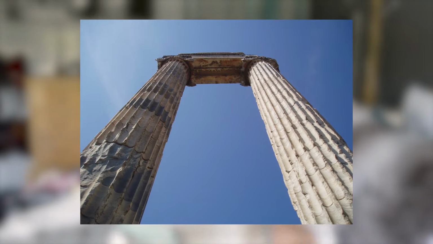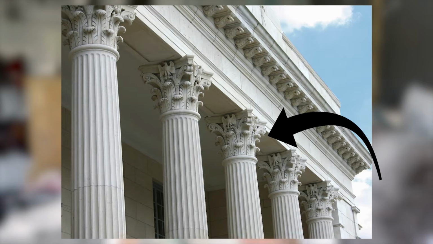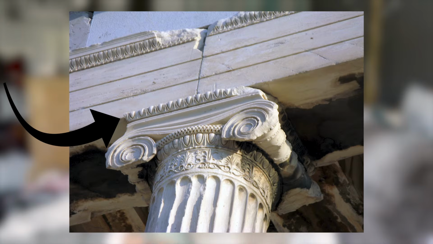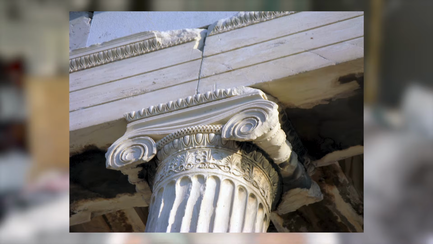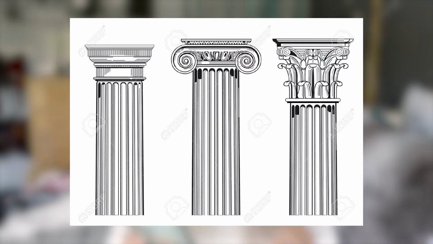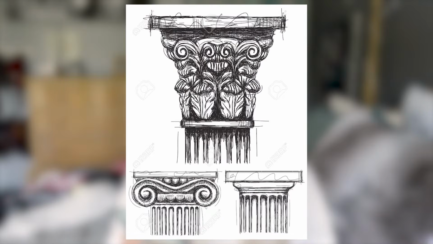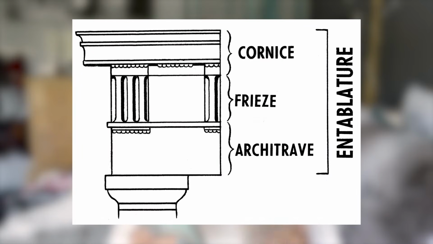Then on the top part of the column, the orders have their own varying profiles and moldings. The capital concentrates the weight of the entablature. It serves as a nice aesthetic transition between shaft and entablature. The entablature itself has 3 parts: the architrave, frieze, and cornice.